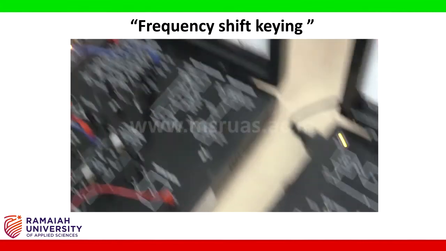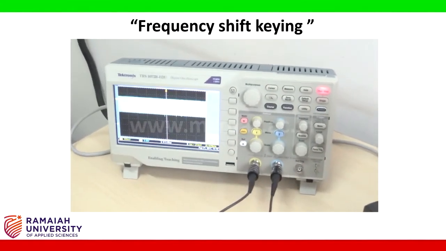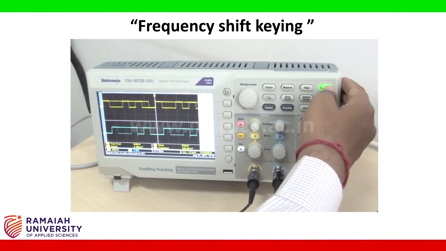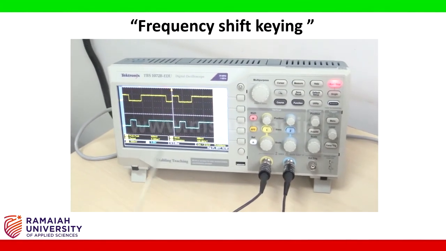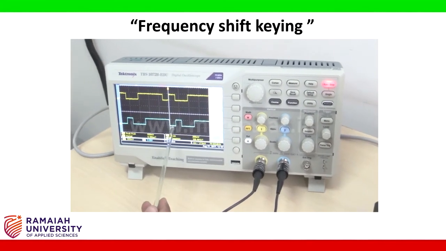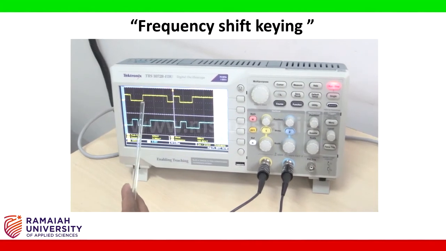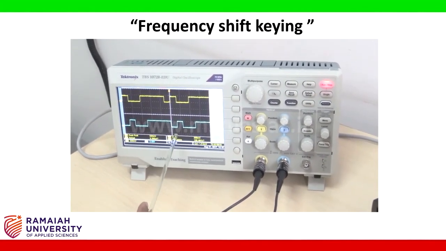Now auto set the oscilloscope and press the run and stop button. Now you can see the transmitted bits and the received bits, they are similar. This completes the frequency shift keying demodulation part.